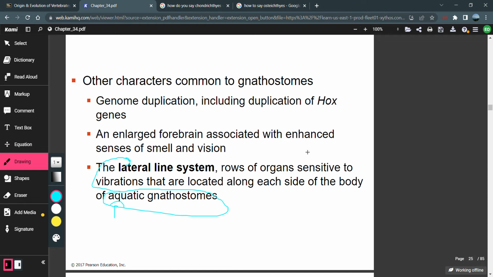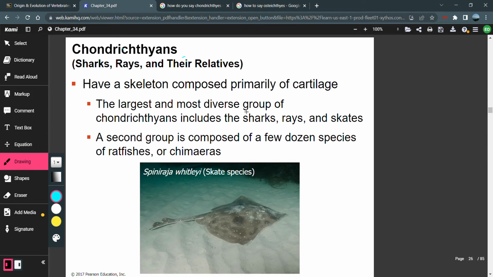Remember, since there are a number of Hox genes present, we have an enlarged forebrain associated with enhanced senses of vision and smell. A lateral line system, which is a row of organs sensitive to vibrations, is found in aquatic gnathostomes.